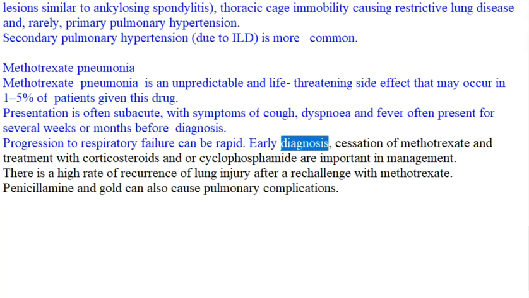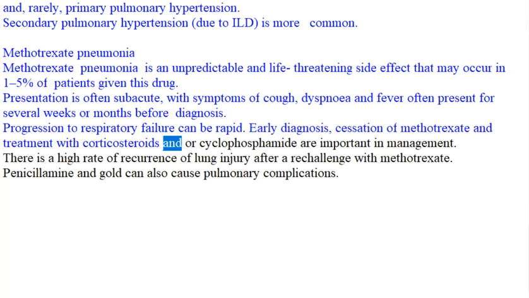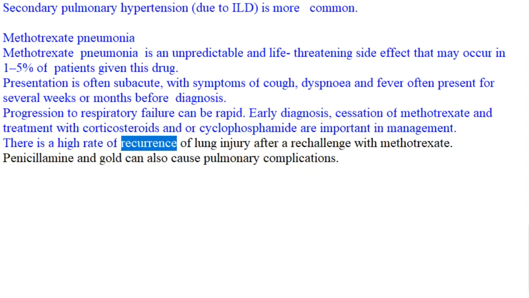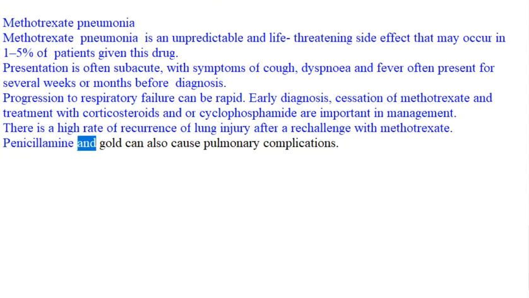Early diagnosis, cessation of methotrexate and treatment with corticosteroids and/or cyclophosphamide are important in management. There is a high rate of recurrence of lung injury after a rechallenge with methotrexate. Penicillamine and gold can also cause pulmonary complications.